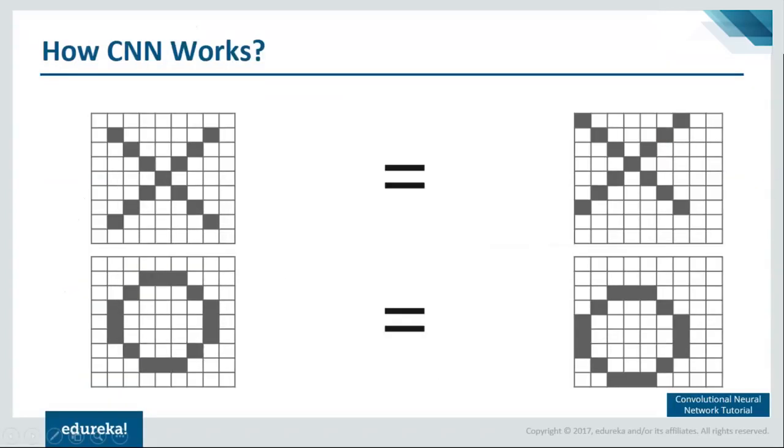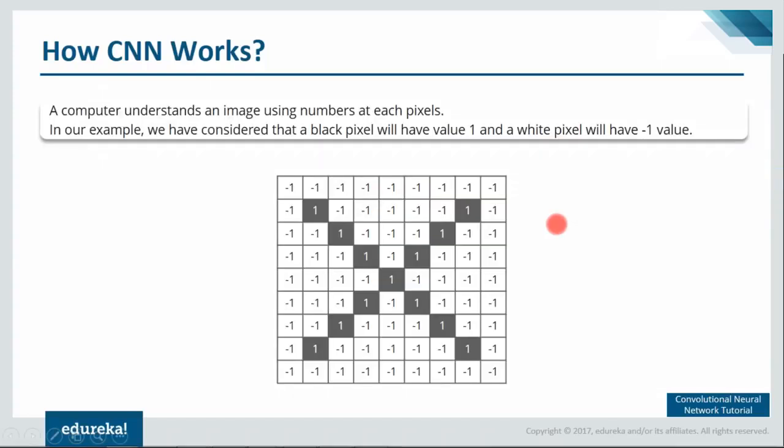So basically that's what I want. If you can notice here, this is a proper image of an X, which is actually equal to this particular X, which is a deformed image. Same goes for this O as well. Now what we are going to do is, we know that a computer understands an image using numbers at each pixel.